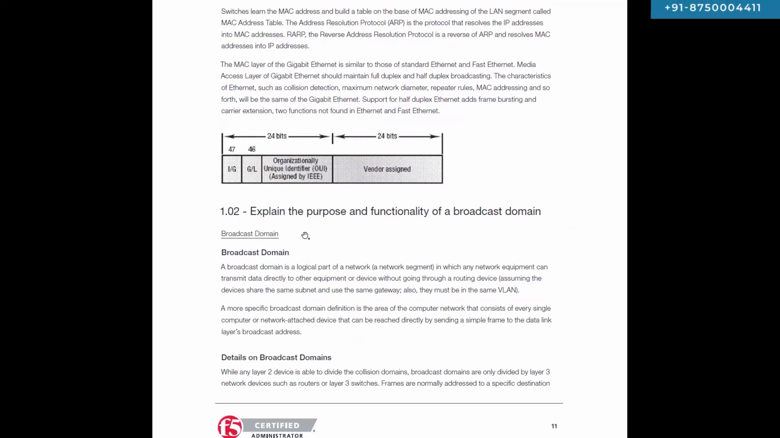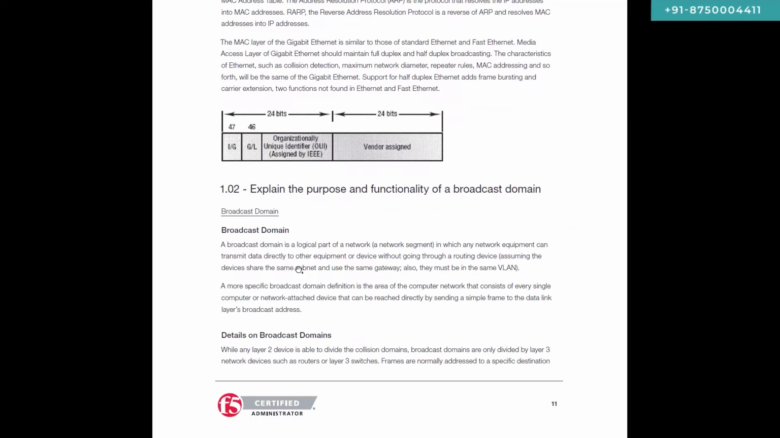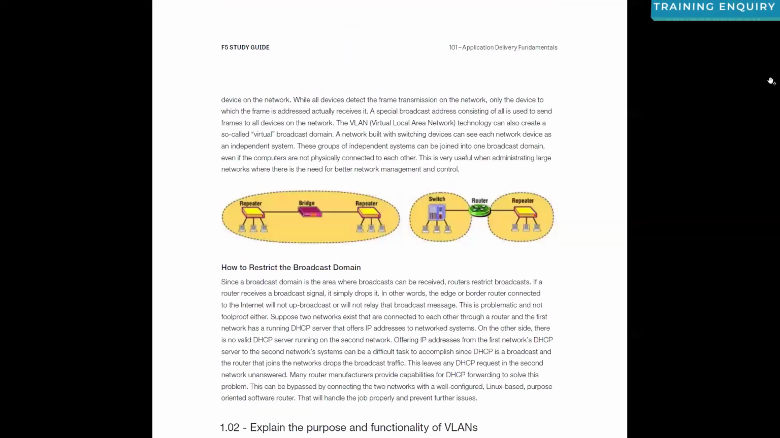Then at layer 2 itself, we have a terminology called broadcast domain. A broadcast domain is a collection of devices where one device sends a copy of the frame and others receive it. If one device sends a broadcasted frame, all devices receive a copy of that broadcasted frame. That collection of devices is called a single broadcast domain. So I'm repeating my statement.